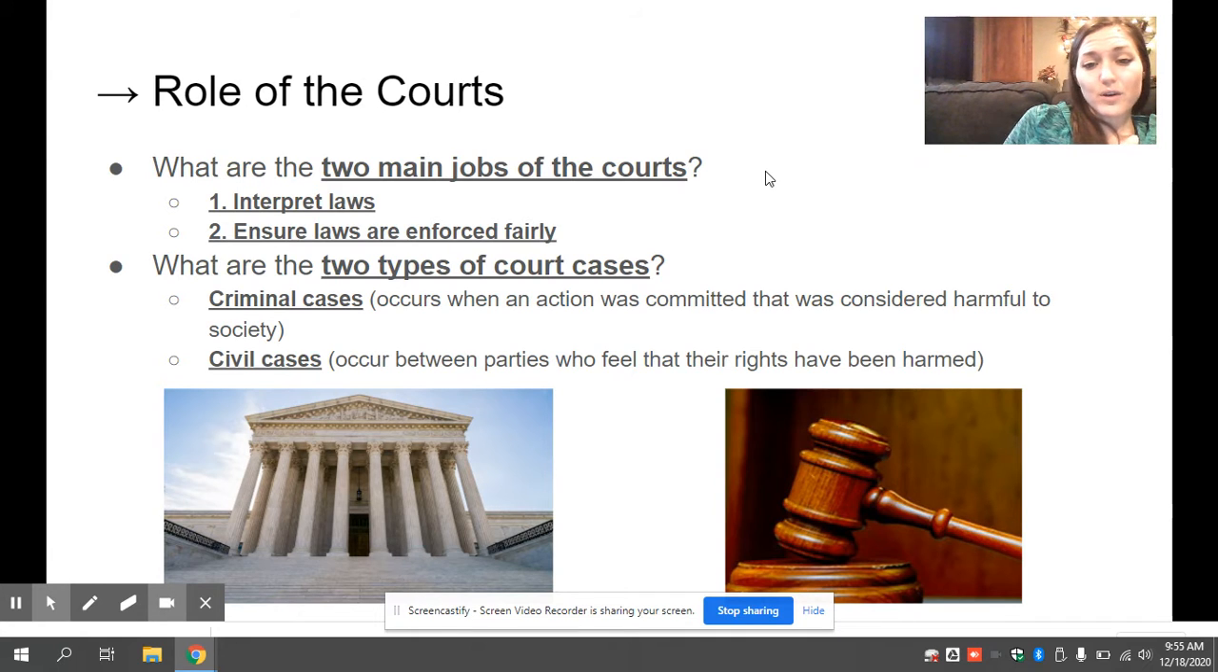Criminal cases occur when an action was committed that is considered harmful to society, like murder and stuff like that. Civil cases, on the other hand, you're probably less familiar with those. That occurs between parties who feel like their rights have been harmed. So that could be their constitutional rights, like the freedom of speech, or it could even be a violation of a legally binding agreement, like a contract.